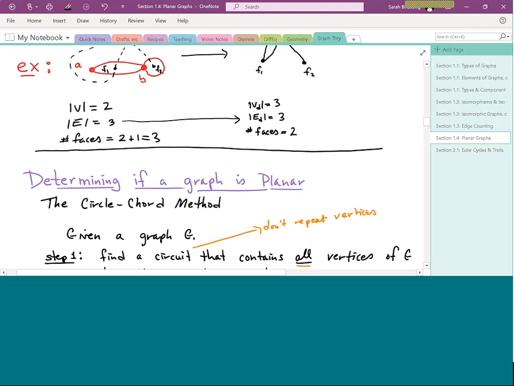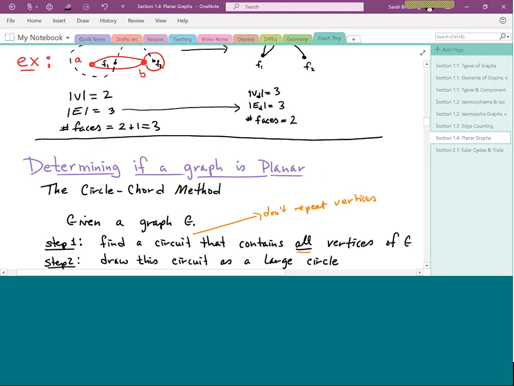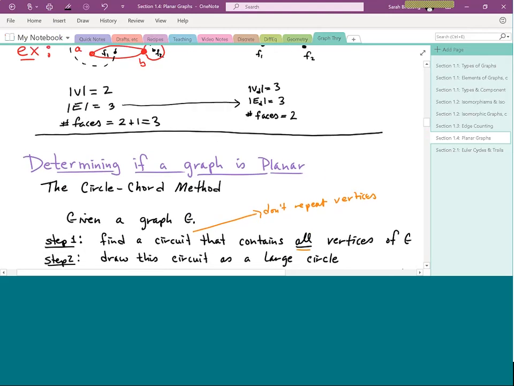Now, after you found that circuit, what you do is you actually draw this circuit as a really, really large circle. Okay? And what we're going to do is that we're then going to redraw the entire graph. So we're going to transform whatever shape picture the original graph was in, and we're going to redraw it with the vertices in a different orientation. So what people typically do is they'll draw a circle first, just a loop for a circle, and then put all of the vertices from your circuit in order around that circle. And you'll see that with the first example.